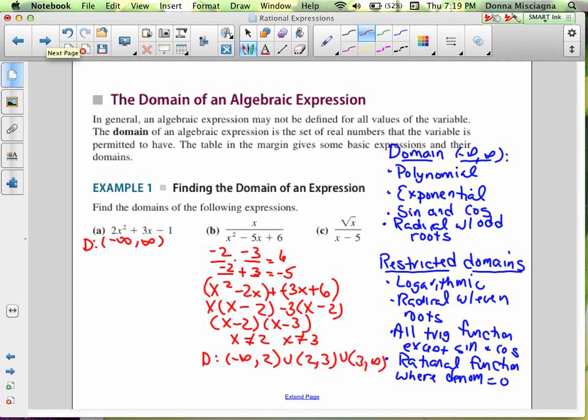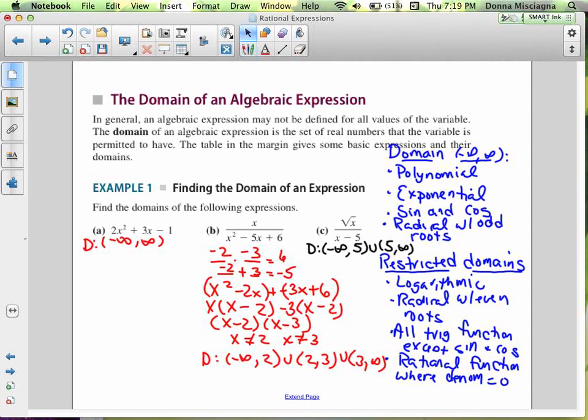Right? So everything between negative infinity to 2 and 2 to 3 and 3 to infinity is fine. Just 2 and 3 aren't fine. The last one's pretty easy to figure out. Right? If the value that would make the denominator equal to 0 is 5. So our domain is everything but 5. We're skipping over 5. There we go. That's all there is to that.